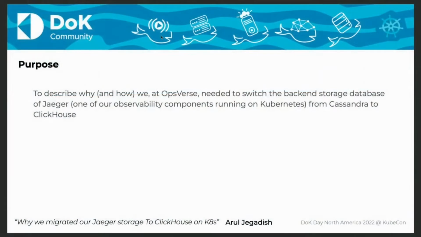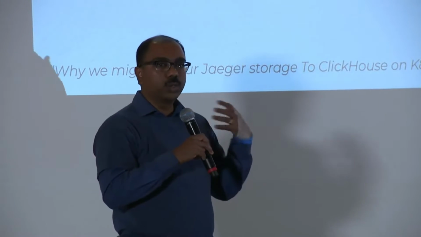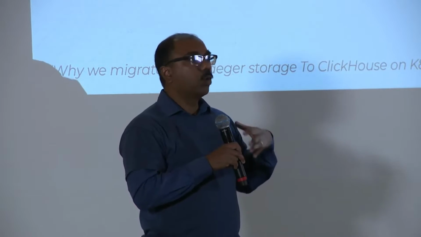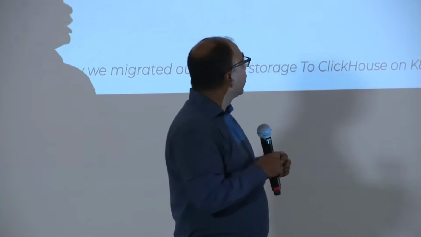So the purpose of the discussion here: one of the components in our tools platform is a full stack observability stack. And as part of the observability stack, one of the modules is distributed tracing. For distributed tracing, we use the tool Jaeger, and Jaeger has different storage options. To begin with, we use Cassandra as the storage option, and then later migrated to ClickHouse. So this talk here is about why we did that and how we did that. Next slide, please.